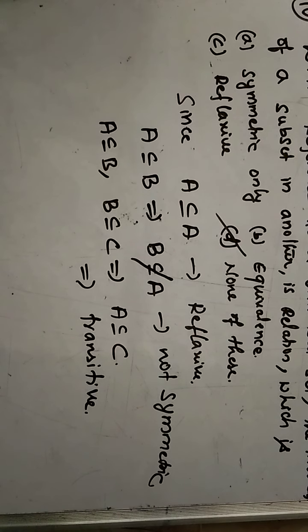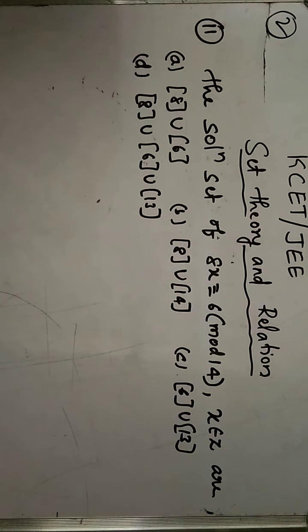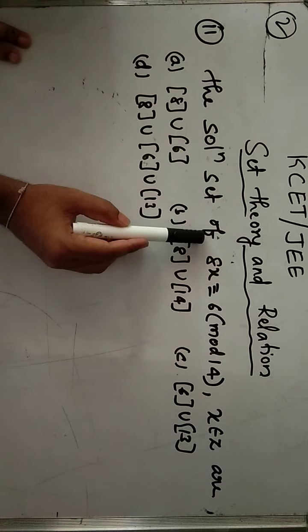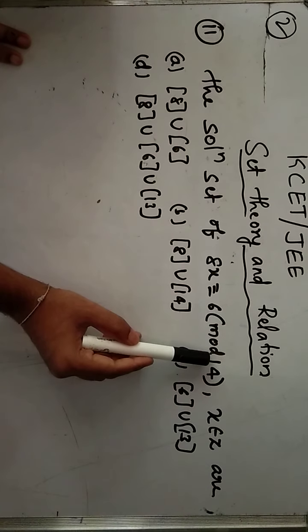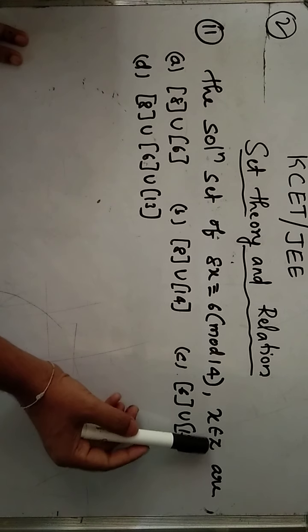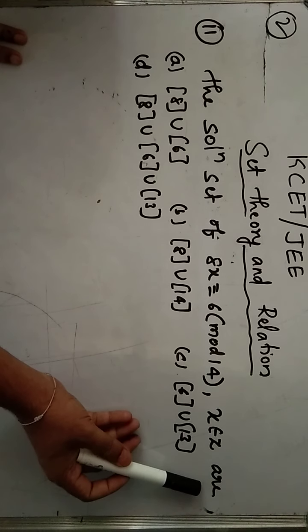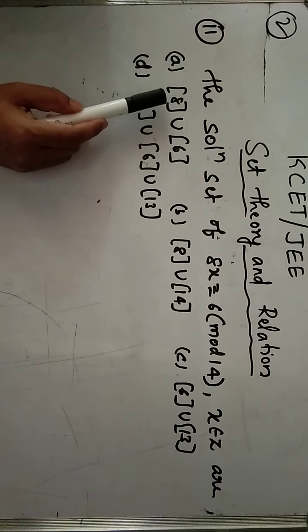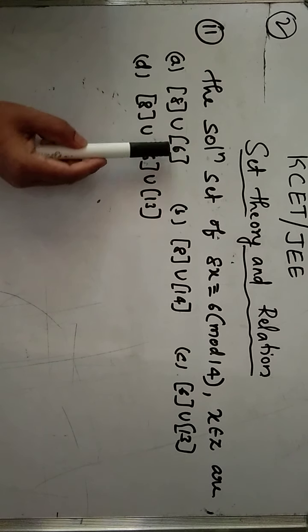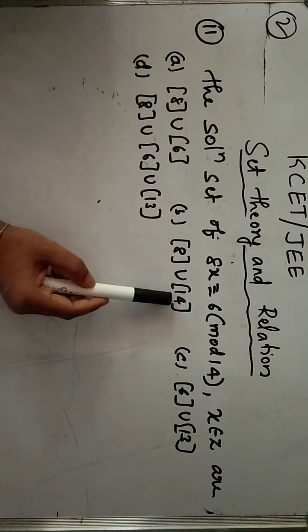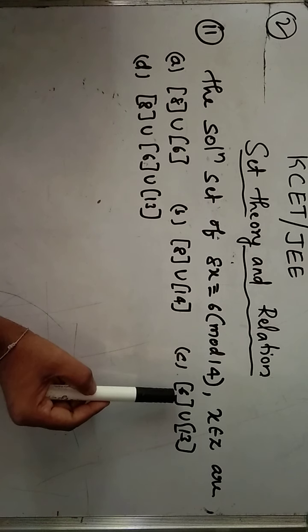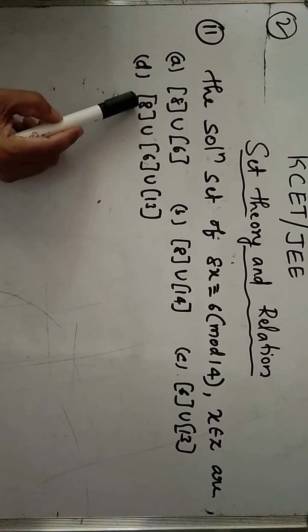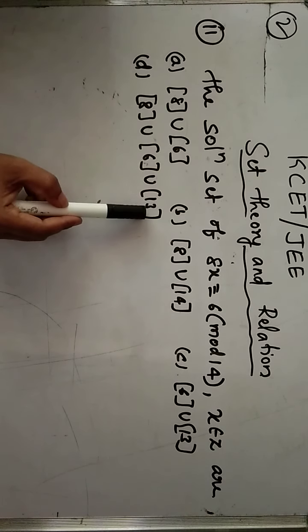Let me move on to the next one. Okay, next question. The solution set of 8x equal to 6 mod 14 where x belongs to integer. Be careful, x belongs to integer. Whether equivalent class of 8 union 6, or equivalent class of 8 union 14, otherwise equivalent class of 6 union 13, whether equivalent class of 8 union 6 union 13.